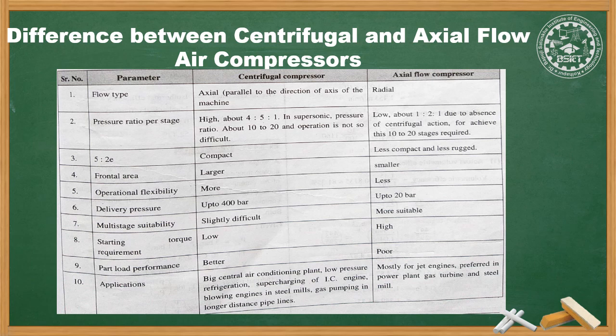The delivery pressure of centrifugal compressor is up to 400 bar, and in axial flow it is up to 20 bar. Starting torque required for centrifugal compressor is low, whereas it is high for axial flow compressor. Application of centrifugal air compressor is big central air conditioning plant, low pressure refrigeration, supercharging of IC engine, gas pumping, etc. Whereas axial flow compressor is mainly used in jet engines, preferred in power plant, gas turbine and steel mills.